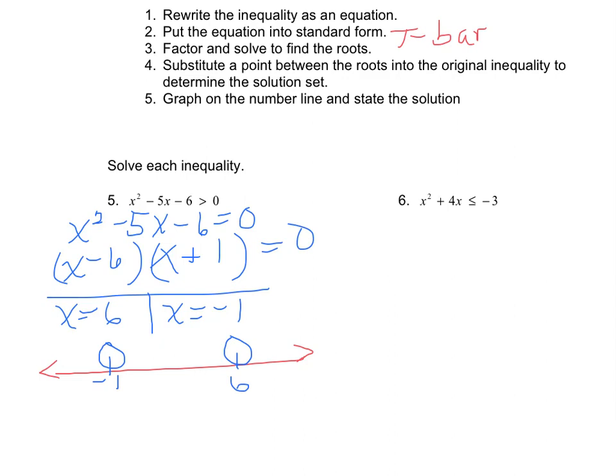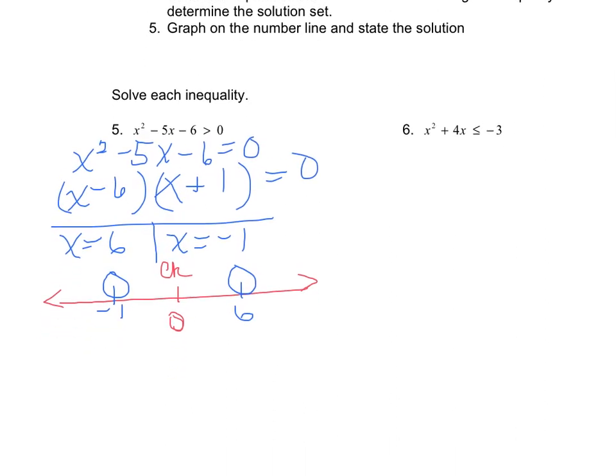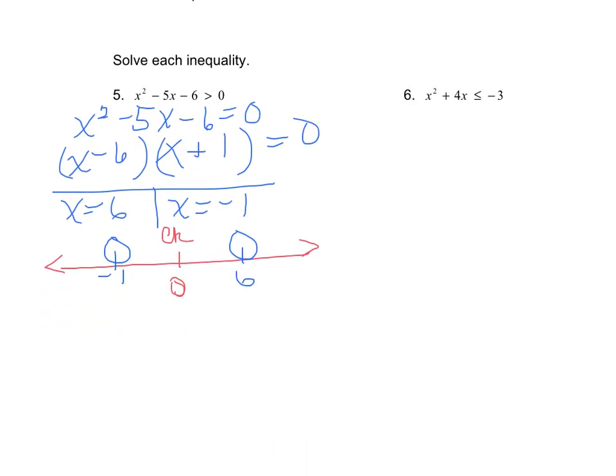I'm going to test one number in between them to see if it works. So I'm actually going to use 0. So I'm actually checking 0. Is 0 going to work? I'll plug 0 into the original inequality and get 0 squared is 0, minus 5 times 0 is 0. 0 minus 0 is 0, minus 6 is a negative 6. Is a negative 6 greater than 0?